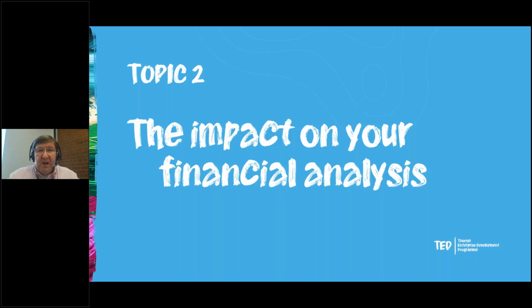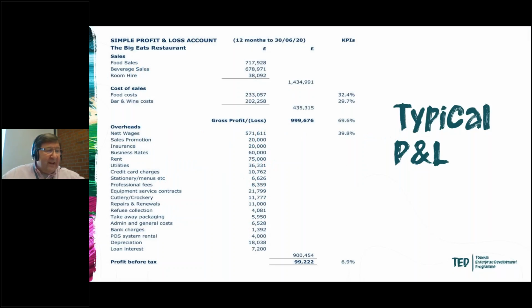So to start off, if we look at a very simple typical profit and loss account, this happens to be called a Big Eats restaurant. I don't quite know where I got that from, but anyway, you can see a fairly standard layout: food sales, beverage sales. The restaurant not only provides an eat-in service, but also offers takeaway. We have a little bit of private room hire there as well throughout the year, and a split of the different types of sales, £1.4 million roughly in turnover.